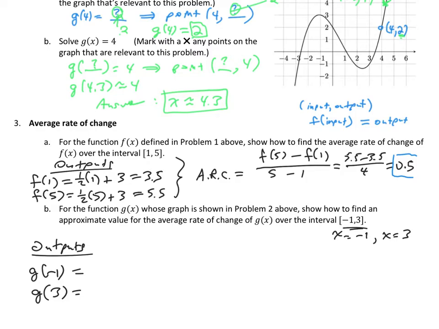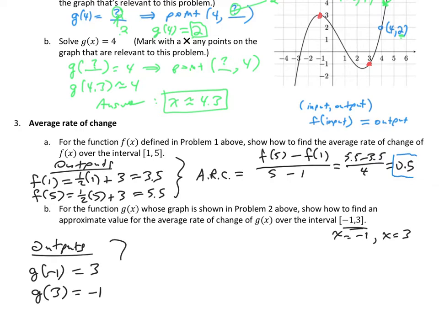When the input is -1, the output should be about 3, because of this point right here. And when the input is 3, for this other point, the output is -1. This question has a lot of symmetry to it. That was not intentional; those values could be anything. But the idea is that we have to get those values from the graph.